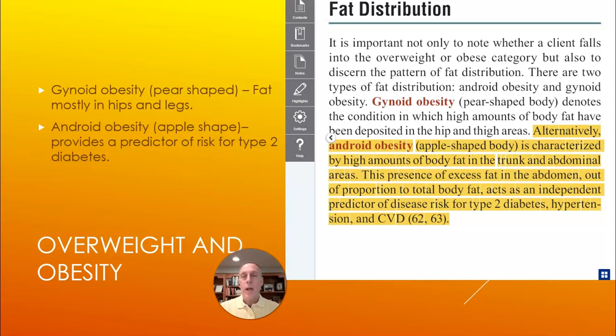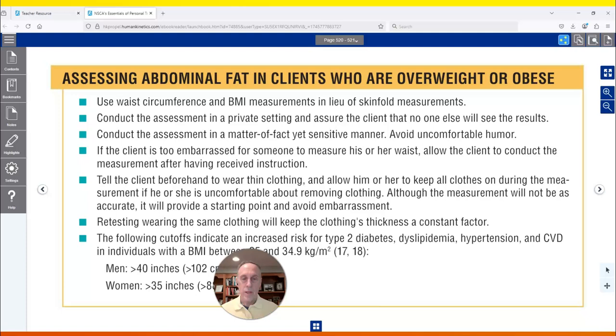But when they talk about gynoid obesity, that's the pear shape, where the fat is distributed mostly around the hips and the legs. Android or apple shape provides a predictor for type 2, and if you think of apple shape, it is characterized by high amounts of body fat in the trunk and abdominal areas. And when you look at that, the person's more like kind of barrely or kind of rounded. That predicts a higher risk for type 2 diabetes than if not.